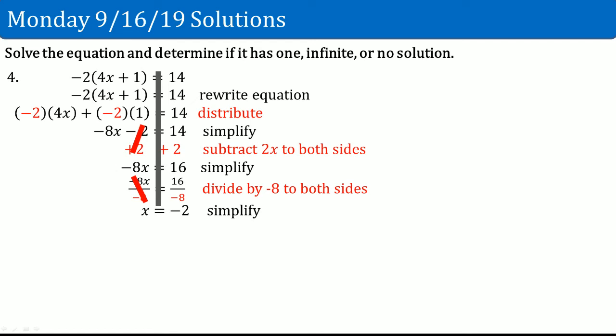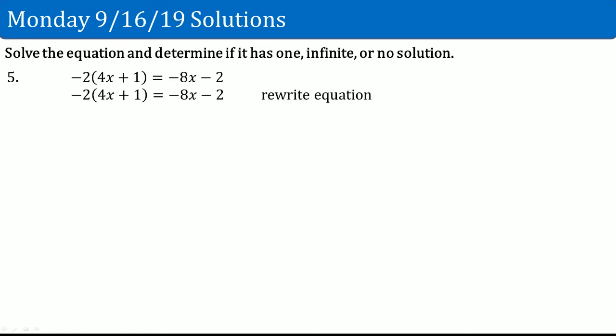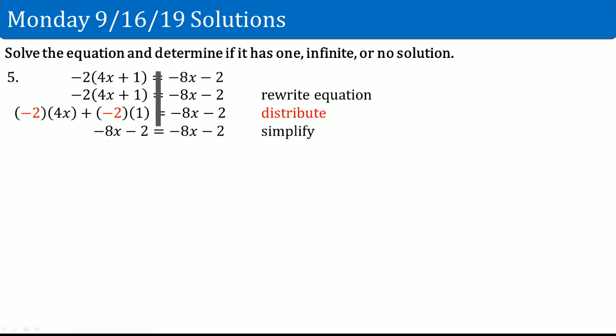x equals negative 2, therefore we say it is one solution because there's an x and that equals negative 2. One solution. 5. Rewrite the equation, draw the line straight down. The left-hand side, like before, distribute. This is what you get. Negative 8x minus 2 equals the right-hand side, which is negative 8x minus 2.